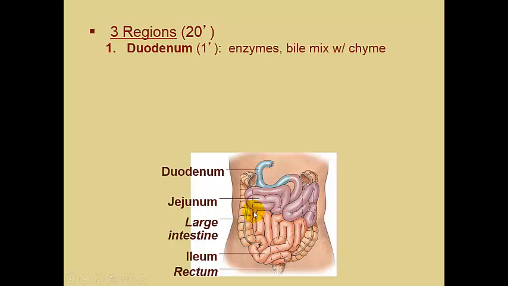So the first part is the duodenum, and here's where enzymes and bile mix with the chyme. We don't see that a lot in this image; we'll see that in a different image. But if you can envision the pancreas, its fish-shaped structure, the head of the pancreas nuzzles into this C curve in the duodenum. So the pancreas is right here.